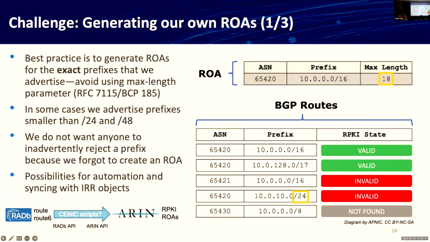Some of the possibilities for automation that we're starting to think about: we're thinking about how we could go from our routing registry objects, we mainly use RADB right now, from route and route6 objects into ROAs in ARIN. We have not done this yet, but we're starting to think about ways we could automate this process for accuracy and convenience.